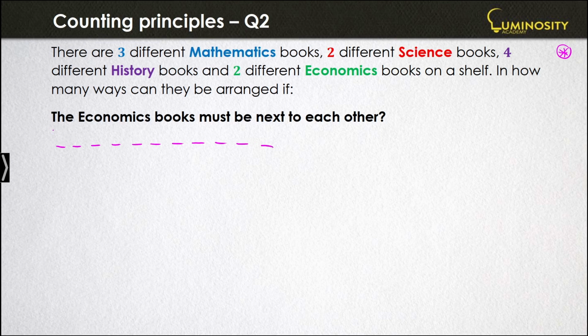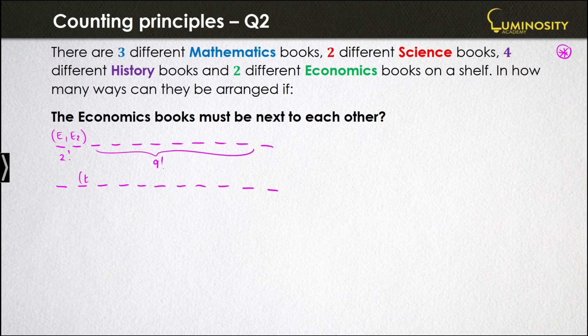So can you see that the first option here is that the economics books could be here, E1, E2, or E2, E1. There are 2 factorial ways here. But then there are 9 factorial ways in the remaining space. Okay, so that is if the economics books go first. What if they go this way? So 3, 4, 5, 6, 7, 8, 9, 10, 11.